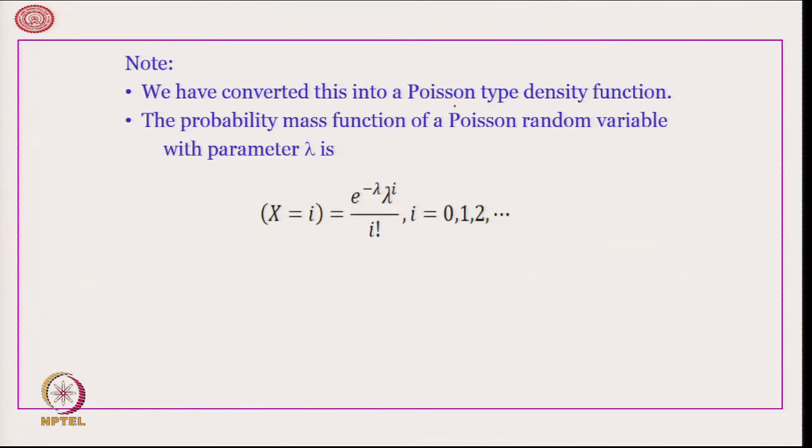Therefore, what have we done? We converted the whole thing into a Poisson type density function, and I am sure all of you are familiar with Poisson. A Poisson random variable x takes the value i with the probability e to the power minus lambda, lambda to the power i upon factorial i, where lambda is the parameter of the distribution.